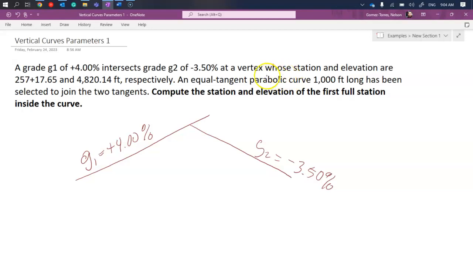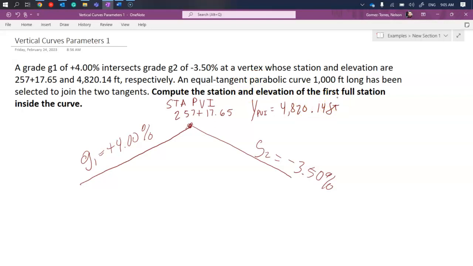Now it's telling me that the vertex here, this point, we'll call the station of the PI, the vertex of those two grades. It's going to be 257 plus 17.65. Let me fix this a little bit here. That will be the station of the PI. And then the elevation of PVI, vertical curves, the elevation of PVI will be 4,820.14 feet. What else is given to us?